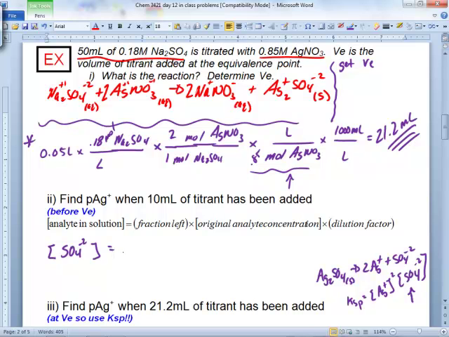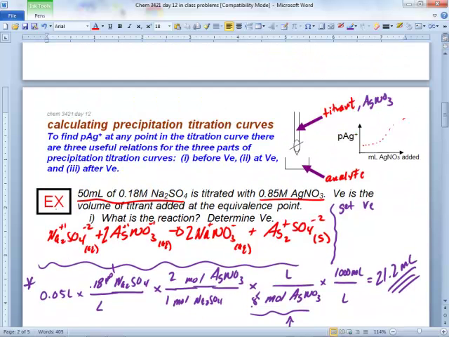Okay. So we just got to understand the trick to get the concentration of sulfate left over. What is it? Well, it's first the fraction left. If we added VE, what do I mean by that? We got a beaker full of this sulfate. We keep adding silver until we hit VE, meaning we added just the right amount of silver to react with how much of the sulfate? All of it. That's the whole point of VE, right? It just reacted with all the sulfate. So when you hit VE, there's none left. It's all solid.